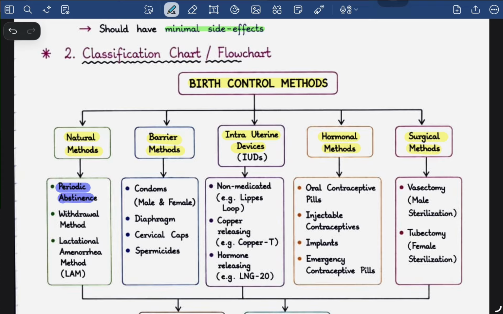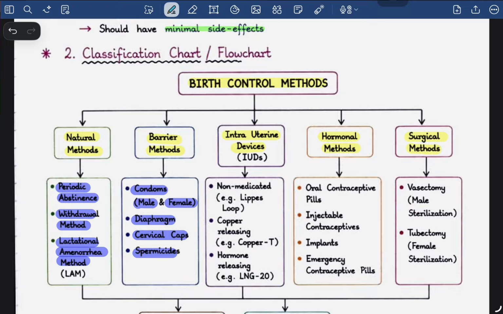In the natural method, we will see periodic abstinence, the withdrawal method, and LAM, also referred to as the lactational amenorrhea method. In the barrier method, we will discuss condoms, which are applicable for both males and females and are quite easily available in the market, diaphragms, cervical caps, and spermicides. In the natural method, it will be a natural technique of controlling birth.